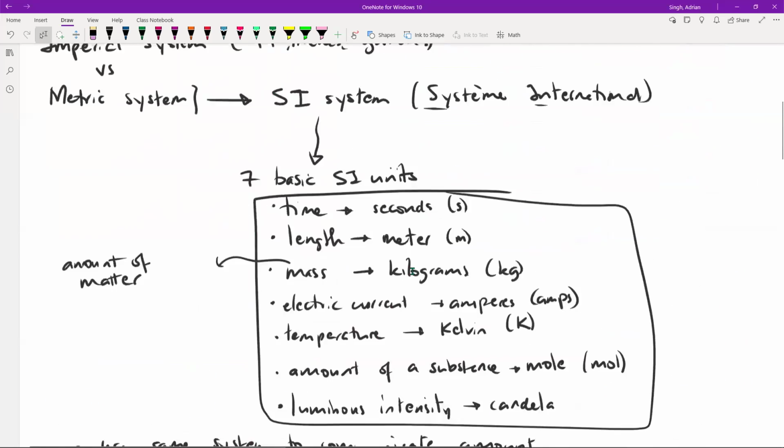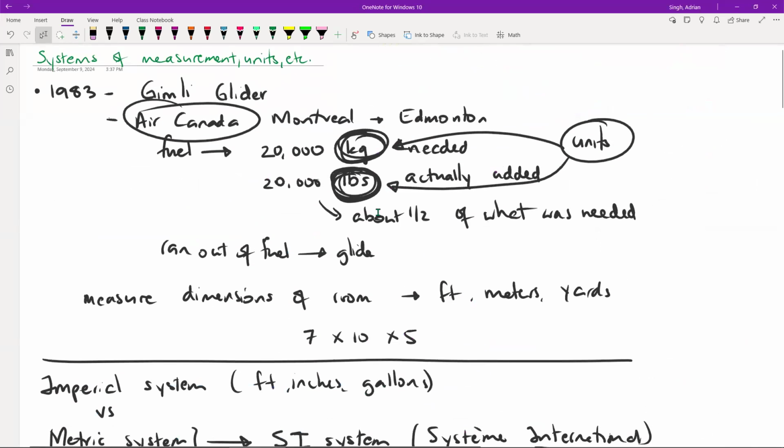And if you go back to our original problem, the plane needed 20,000 kilograms of fuel. They only put on 20,000 pounds of fuel, so that's why it was roughly about half of the amount that they needed. If you convert that, you can see it's just under 10,000 kilograms, and that's why they ran out of fuel.